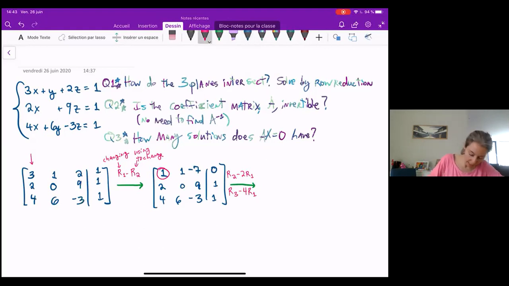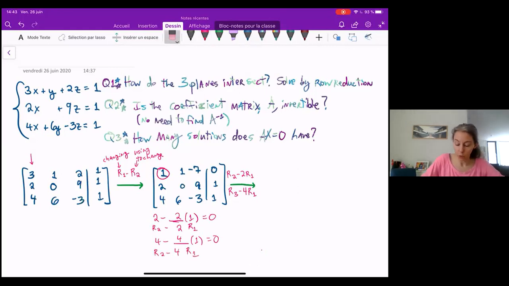So in other words, I'm saying 2 minus question mark times 1 is equal to 0. Well, that has to be a 2. So that gives me row 2 minus 2 times row 1. And then 4 minus question mark times 1 is equal to 0. Well, that has to be a 4. So this gives me row 3 minus 4 row 1.